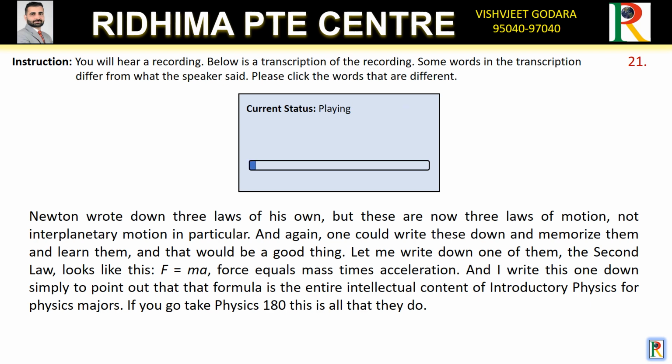Newton writes down 3 laws of his own, but these are now 3 laws of motion, not planetary motion in particular. And again, one could write these down and memorize them and learn them, and that would be a good thing. Let me write down one of them. The second law looks like this. F equals ma, force equals mass times acceleration. I write this one down simply to point out that that equation is the entire intellectual content of introductory physics for physics majors. If you go take Physics 180, this is all that they do.